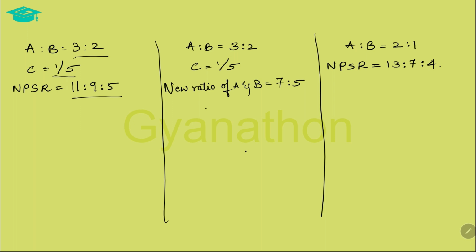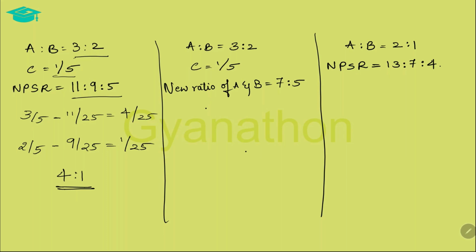11:9:5. Now to calculate the sacrificing ratio, we need to take the old ratio of A, that is 3 by 5, and deduct the new share of 11 by 25, that is 4 by 25. Then we need to take the old share of B, that is 2 by 5, and deduct the new share, that is 9 by 25, which is 1 by 25. So the sacrifice ratio of A and B is 4:1.